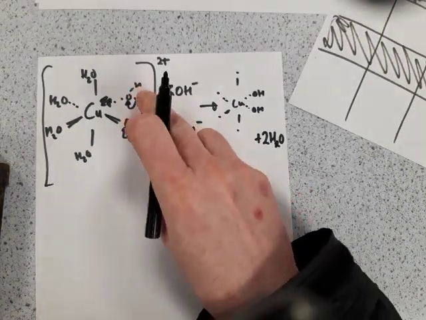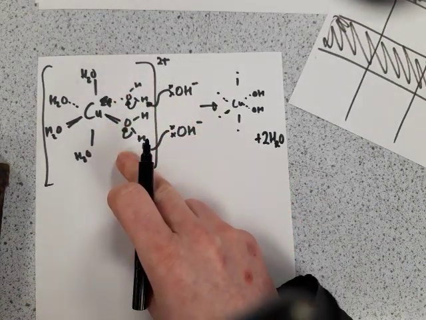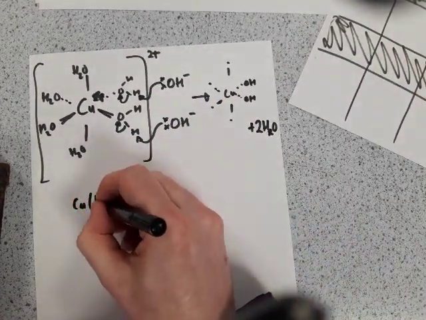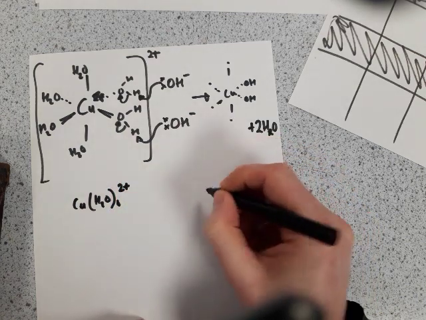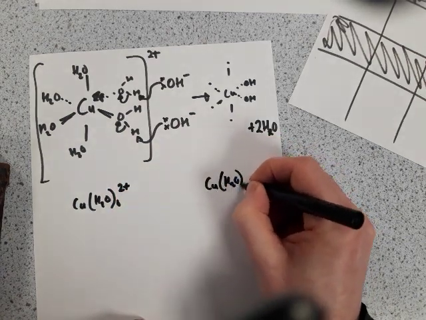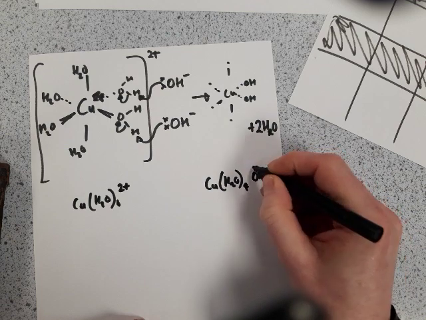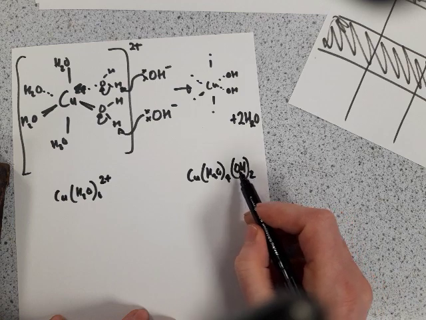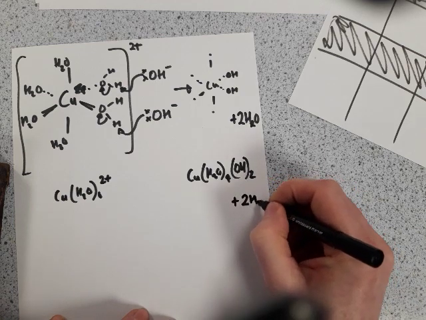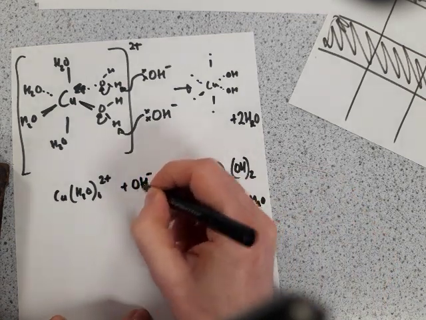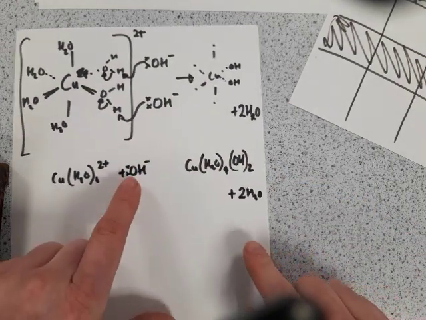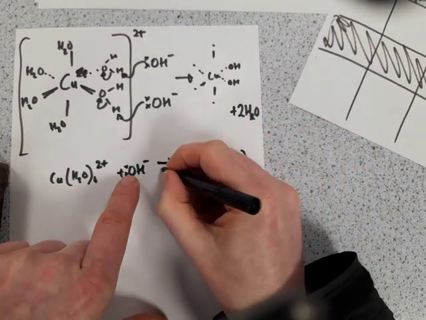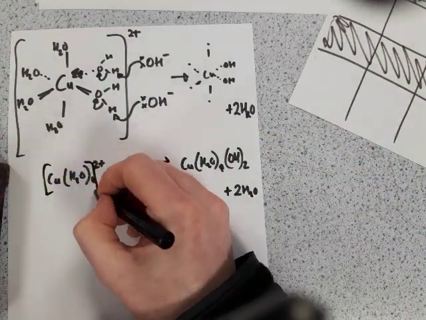Alright, this happens for all of those species, our Cu, Fe, Fe, Al. So copper, Cu(H2O)6 2+, becomes Cu(H2O)4(OH)2. If it's a 2+, you get 2 OHs there, and you make 2 H2Os, because there were two OH- that became water. These OH- have become these H2Os. All right, so finish that off, neaten it up a little bit.